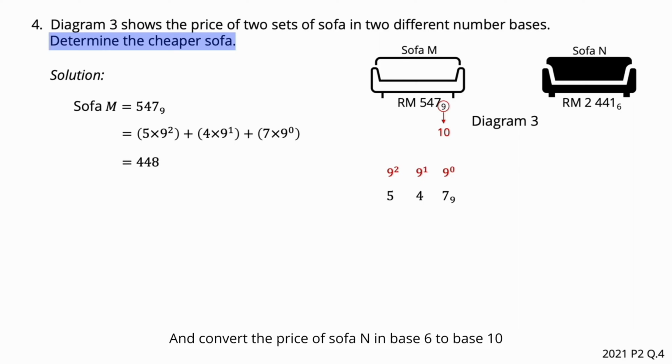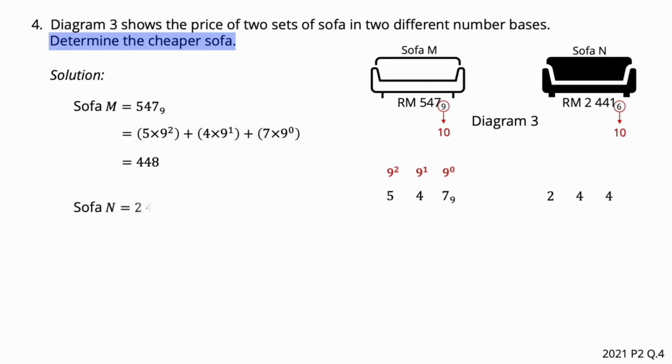And convert the price of sofa N in base 6 to base 10. 2441 in base 6. Start with the digit and write this. 6 to the power of 0, 6 to the power of 1, 6 to the power of 2, and 6 to the power of 3. Write it as 2 times 6 to the power of 3 plus 4 times 6 to the power of 2 plus 4 times 6 to the power of 1 plus 1 times 6 to the power of 0. The calculated result is 601.